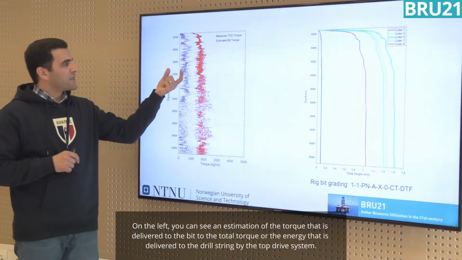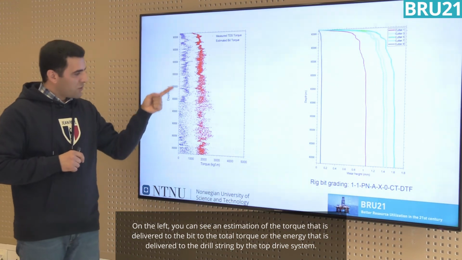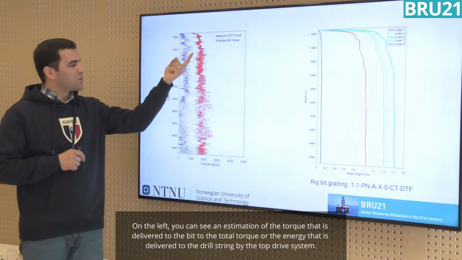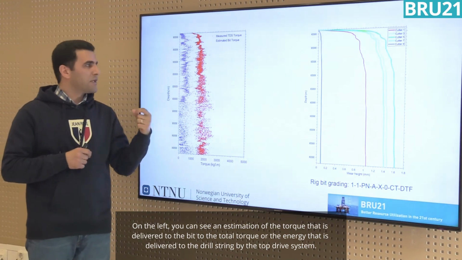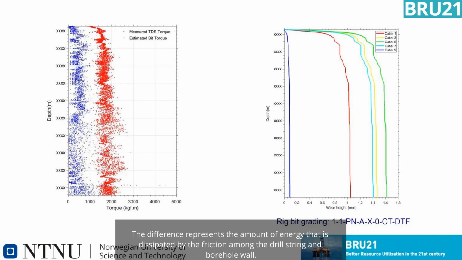On the left, you can see an estimation of the torque that is delivered to the bit, compared to the total torque or the energy that is delivered to the drill string by the top drive system. The difference represents the amount of energy that is dissipated by the friction between the drill string and the borehole wall.